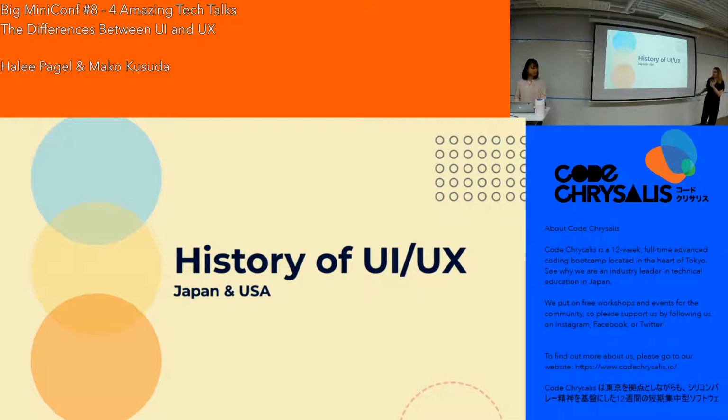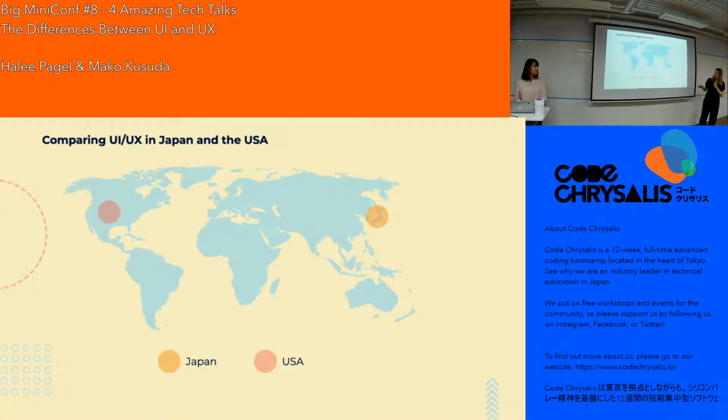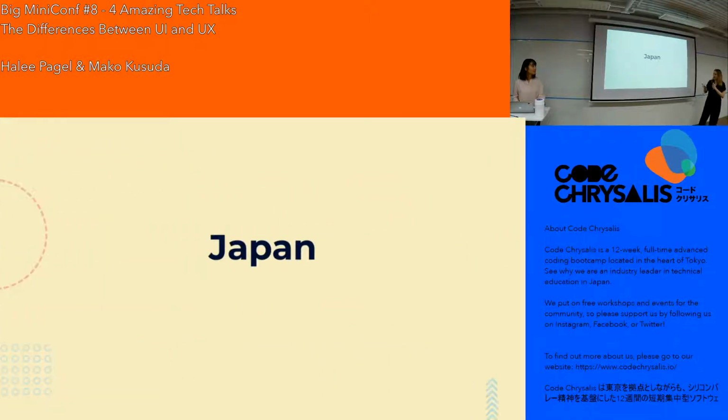Thank you, Mako. So now that we've introduced you to the concepts of what UI and UX are, let's look at the history of those in practice in both Japan and the USA. So we have our map here. The US is the red circle on the left there, and Japan is the yellow circle on the right. Just for some geographical context, in case you don't know where the two countries are. And now Mako's going to talk about the history in Japan.